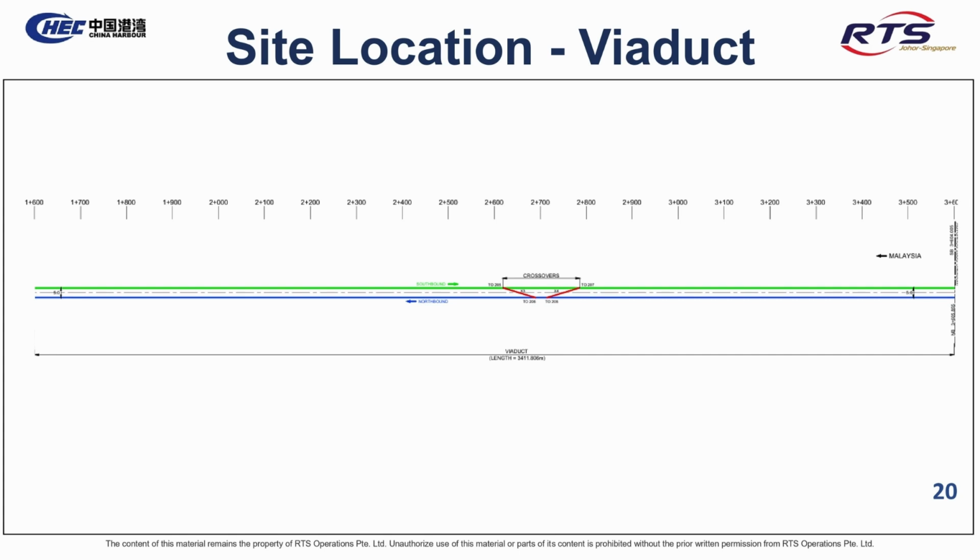Slide 20, Site Location Viaduct. This diagram shows the full viaduct stretch between Malaysia and Singapore, including key crossovers for train route switching. The layout is essential for planning safe access and train movement during operations.